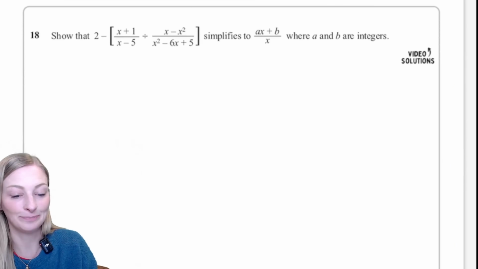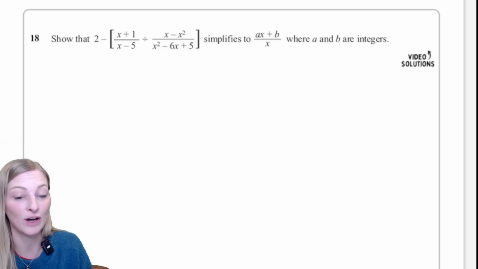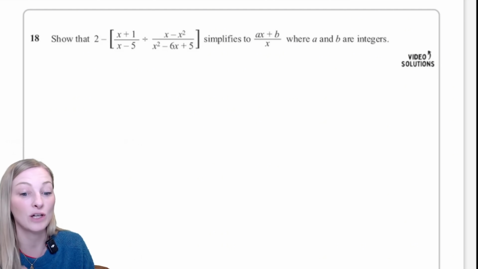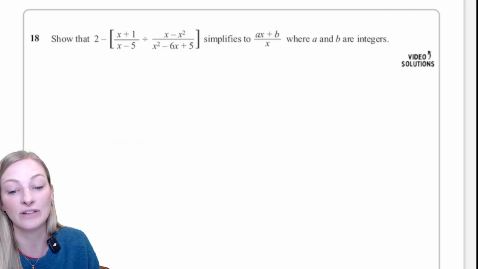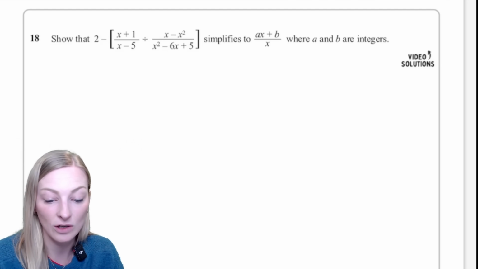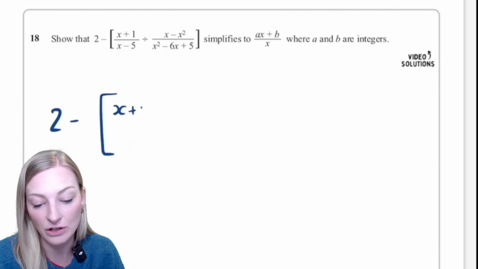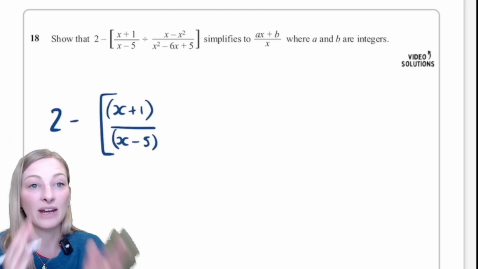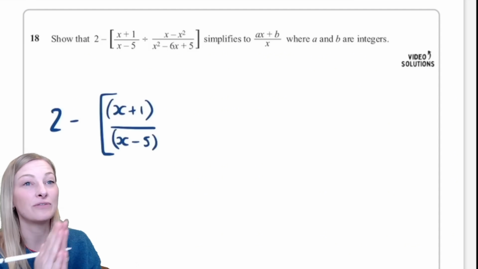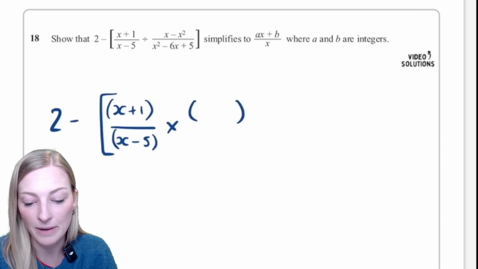Question number 18. Show that 2 minus x plus 1 over x minus 5 divided by x minus x squared over x squared minus 6x add 5 simplifies to this, where a and b are integers. Okay, so let's start by worrying about these big square brackets. And remember, with algebraic fractions, you want to factorise everything you can. I'm also going to keep change flip here. We know that when we divide by a fraction, it's the same as multiplying by the reciprocal. So I'm going to flip it.